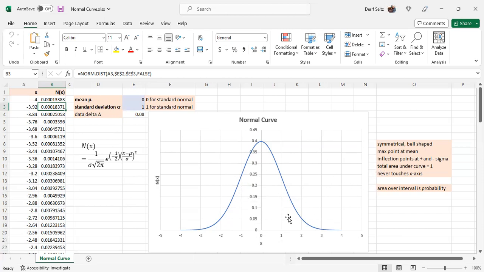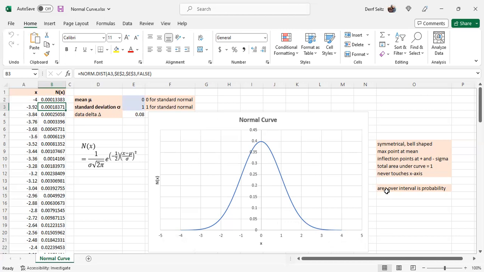The total area under the curve is exactly equal to 1. However, amazingly, these tails go infinitely far in either direction, get closer and closer to the x-axis, but never touch it. And in the limit, the total area is 1.